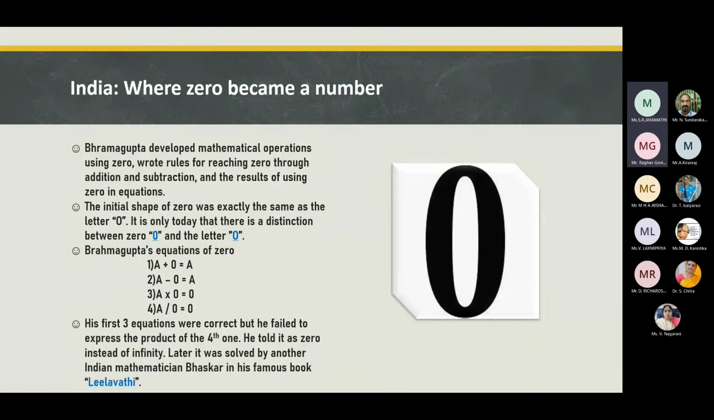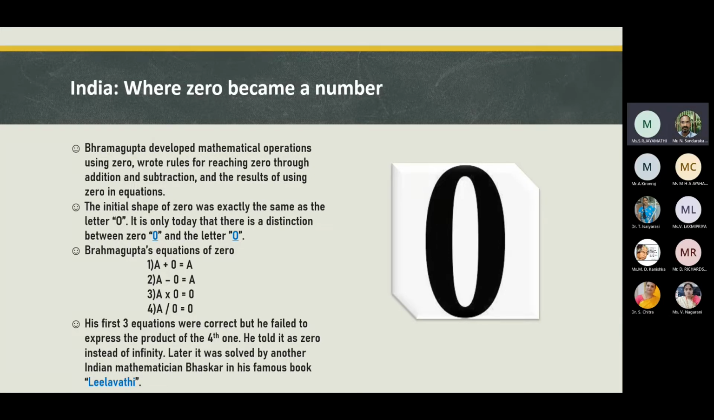Brahmagupta developed mathematical operations using zero, wrote rules for reaching zero through addition and subtraction, and the result of using zero in equations. The initial shape of zero was exactly the same as the letter O. It was only later that a distinction was made between the number zero and the letter O.